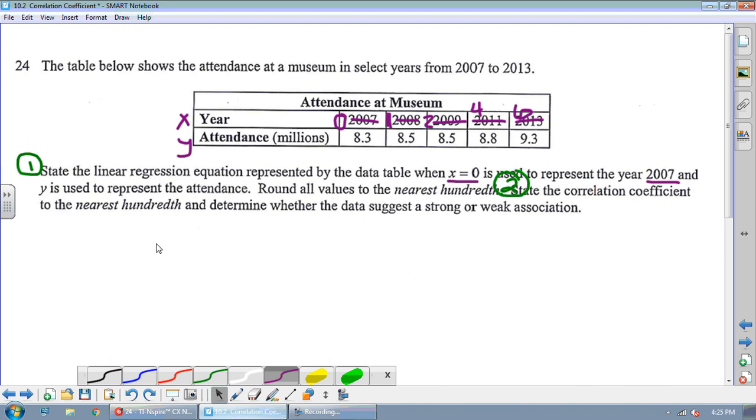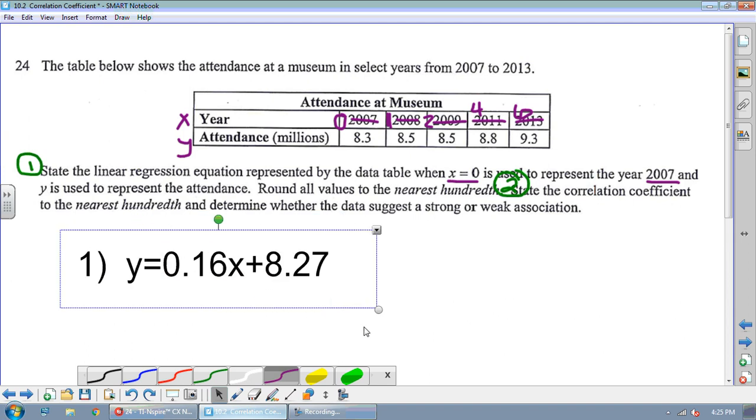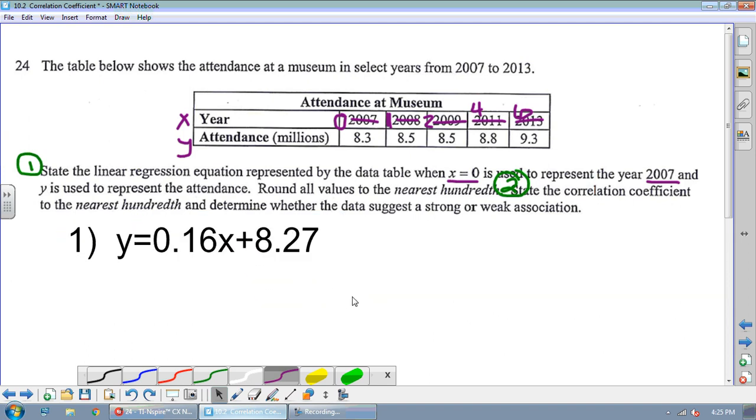So let me pop back over here. And I am going to type it out, make it a little easier. Y equals 0.16x plus 8.27. So we have written our equation, our linear regression equation. We have rounded to the nearest hundredth, so that is worth 2 points.